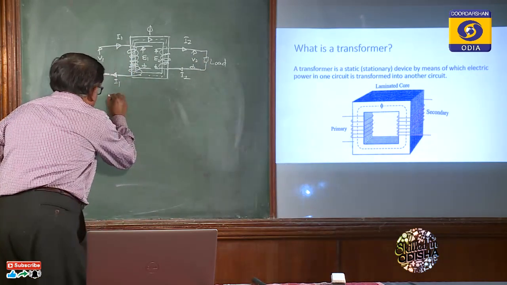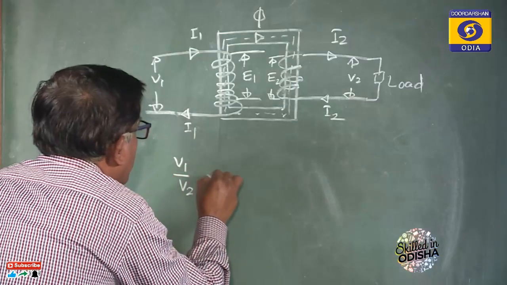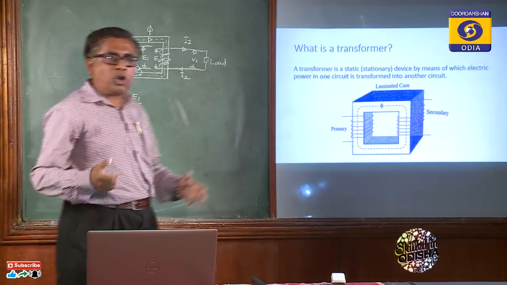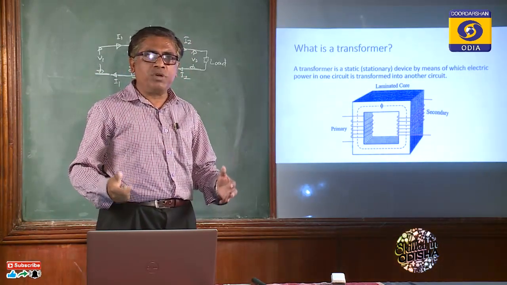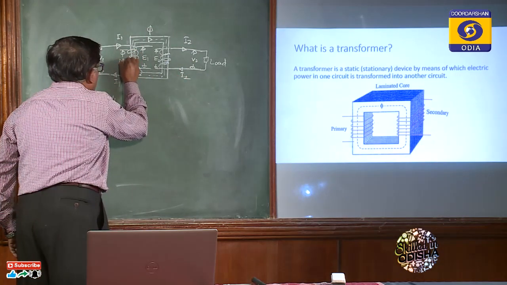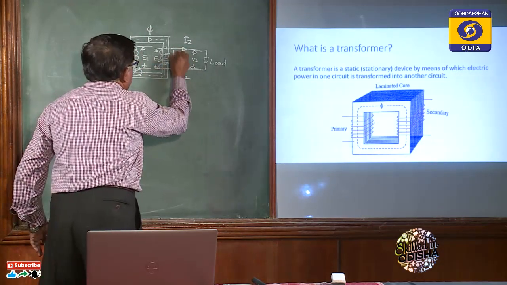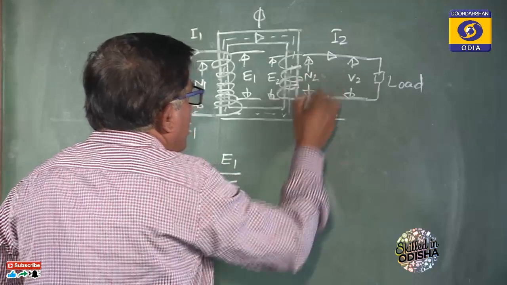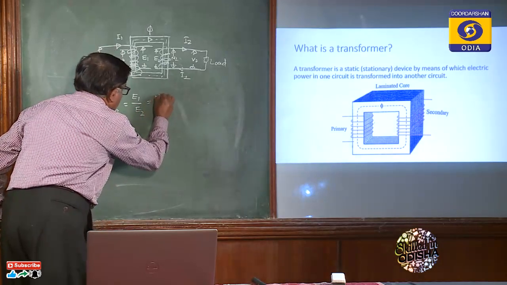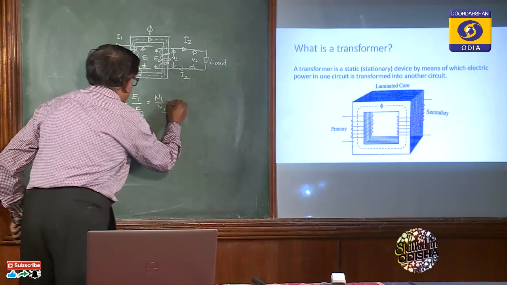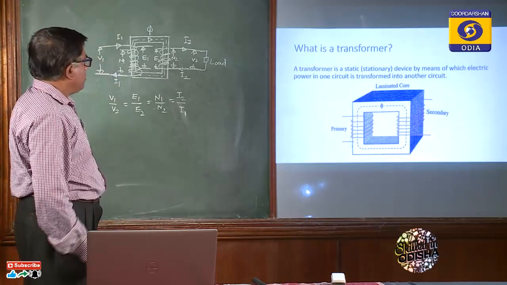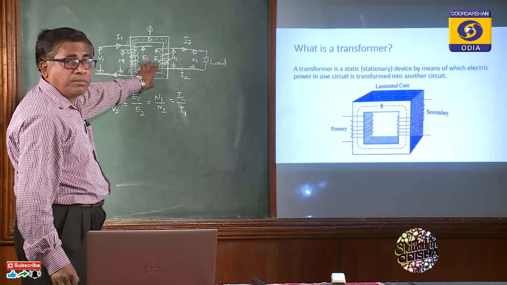V1 by V2 is equal to E1 by E2. If N1 is the number of turns on the primary side and N2 is the number of turns on the secondary side, then V1 by V2 is equal to E1 by E2 is equal to N1 by N2 is equal to I2 by I1. So this is the principle of transformer.